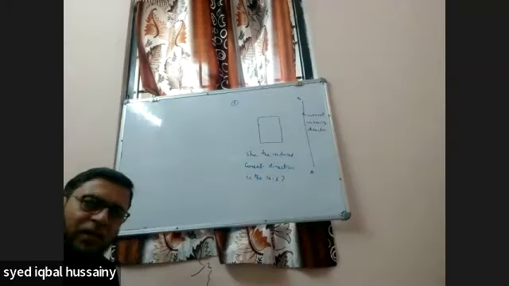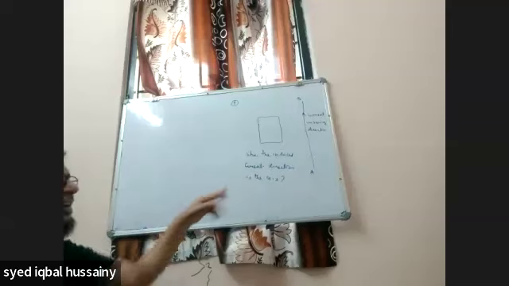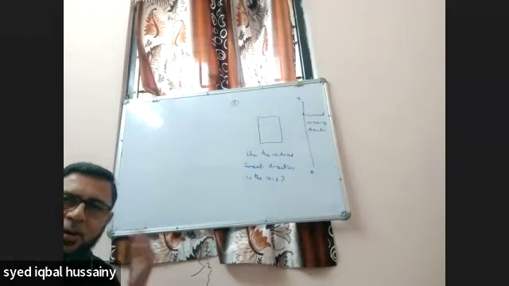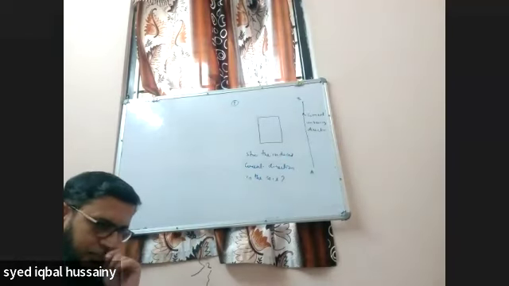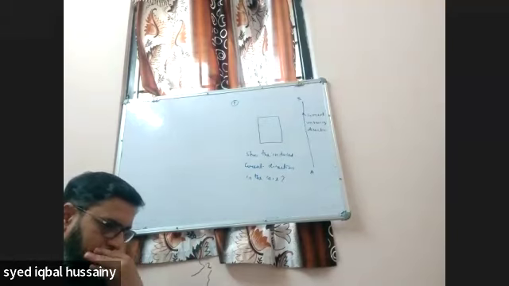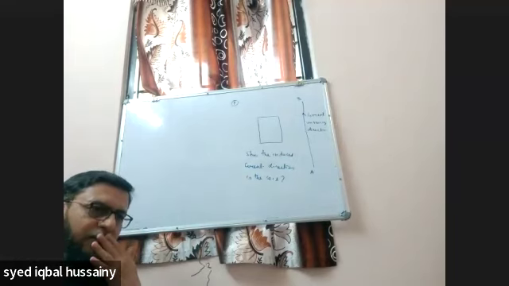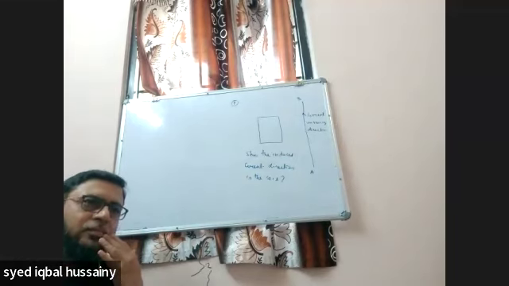Sir, the current will go downwards. Now the question is, show the induced current direction in the coil. What is your answer? Anyone? Darwin? Clockwise. Clockwise direction. How?